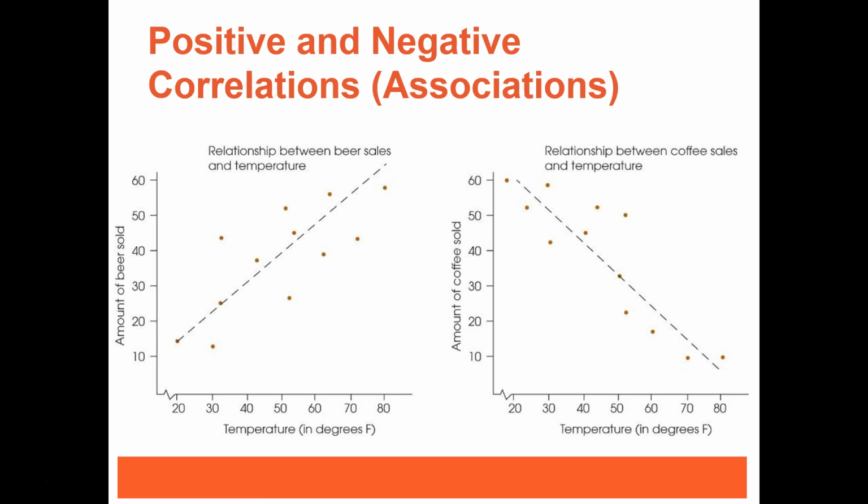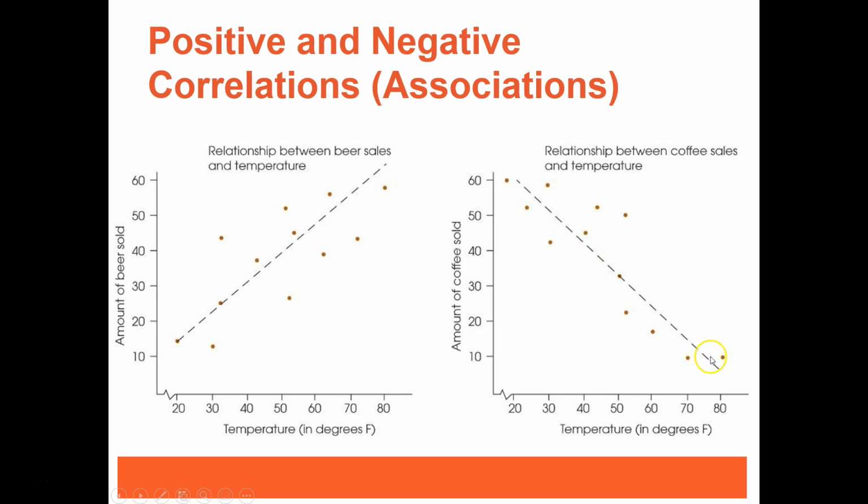And what we mean by positive correlation is that the two variables work together, meaning if you are low on one variable, you tend to be low on the other, right? When temperature is low, amount of beer sales are low. And when temperature is high, amount of beer sales are high. That's a positive correlation.